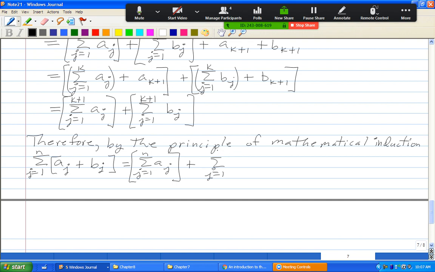equaling 1 to n of b sub j. And this is true for all n being natural numbers, and for each of these being members of the same field. And that's what I wanted to show. Usually I'll just let the field be the set of real numbers.